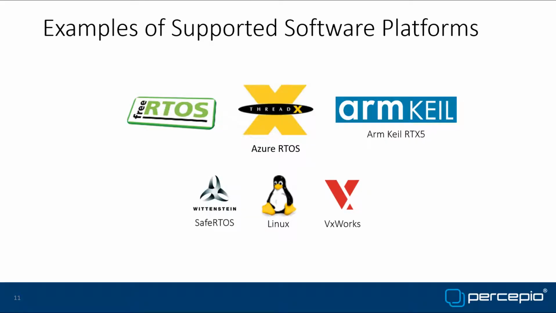Tracealyzer supports embedded Linux and the following list of real-time operating systems. Streaming is supported for most of these platforms. In other cases, the recorded data is stored in a target-side RAM buffer, what we call snapshot mode.